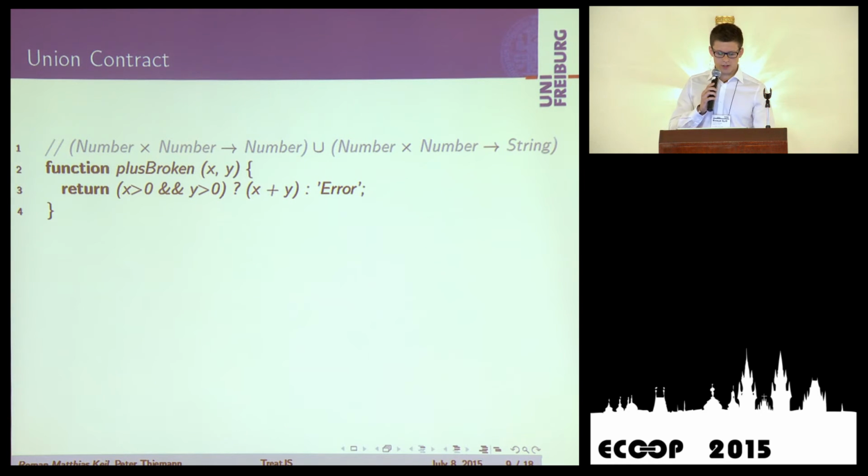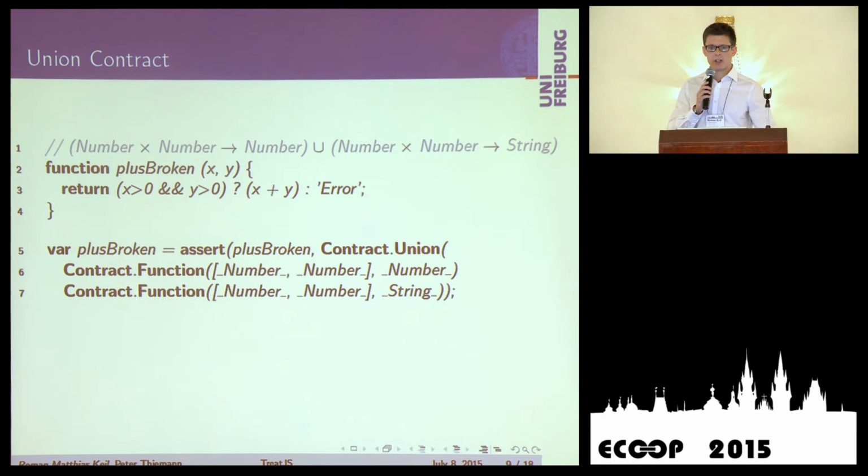Unions are the dual of intersection contracts, and again there is a connection to union types. Now we would specify a sensible contract for our plus broken function, and the first idea could be to assign it a union contract between two function contracts, one that takes number values and returns a number value, and one for numbers on the domain and a string on the range. As before, we can construct the union contract with the union constructor that takes two arbitrary contracts.